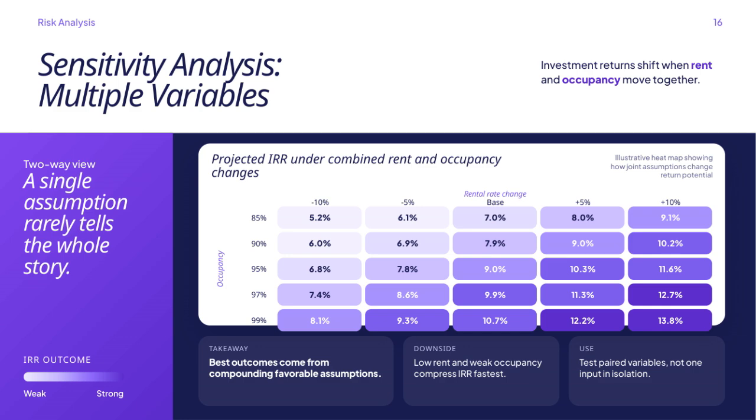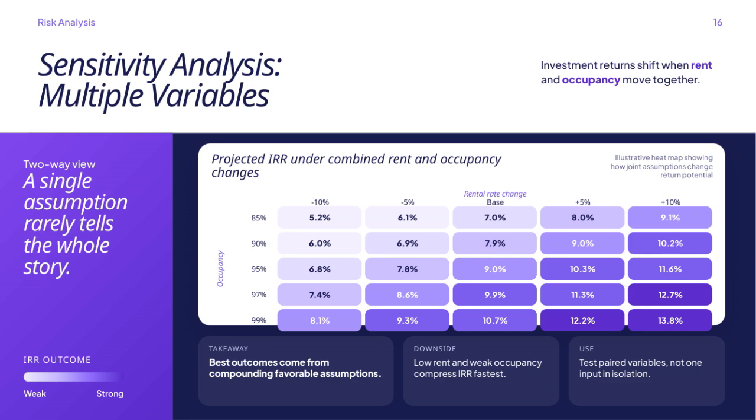You can see that the best outcomes occur when both rent and occupancy are strong, compounding favorable assumptions for higher returns. On the other hand, the downside is clear. Low rent coupled with weak occupancy compresses IRR fastest, significantly reducing potential profitability. The key takeaway is to test paired variables rather than looking at just one input in isolation. By doing so, we get a more realistic picture of the risk and return potential, helping us make better informed investment decisions.